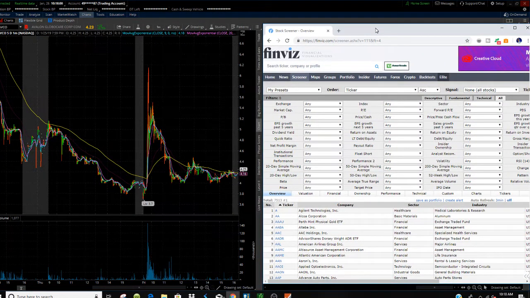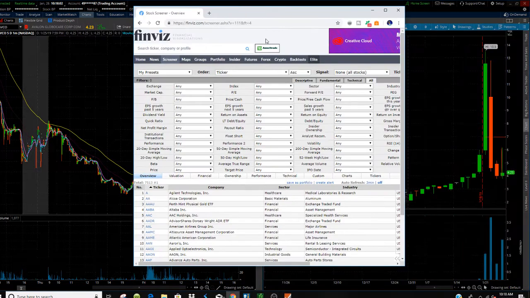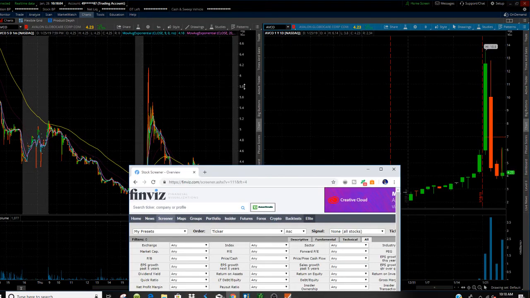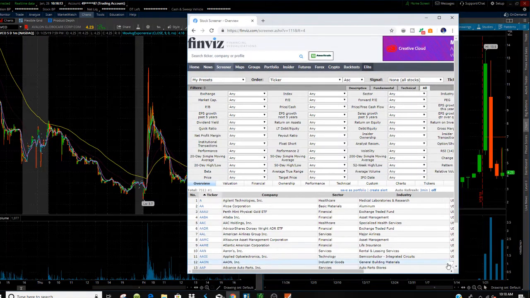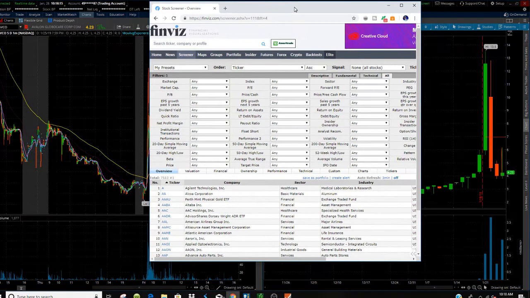So we are going to be talking about how to find stocks, how to use Thinkorswim to incorporate the charts and the buying and selling on Robinhood. Alright, so the first way that I would recommend finding stocks to trade is just by going on Finviz.